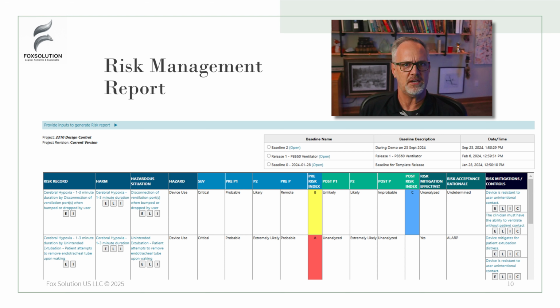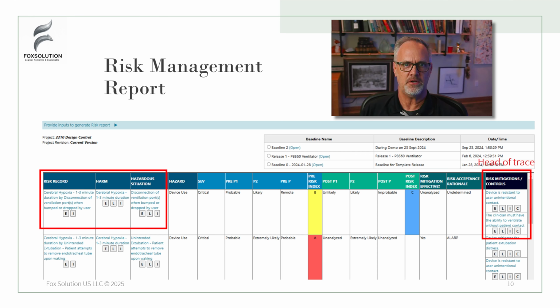Now, when we do this traceability, as I described before, the reporting structure looks like this. And so essentially we have the risk record, the harm, and the hazardous situation. We've defined the hazard as an attribute of the hazardous situation. We have the severity that comes from the harm, pre-mitigation P1 and the post-mitigation P1. So we cross P1 to P2, we get P, and then we cross P with the severity of the harm to get this risk index. And that's what the yellow and red boxes are. They're saying we have a medium level risk, we have a high level risk that's associated with this line.